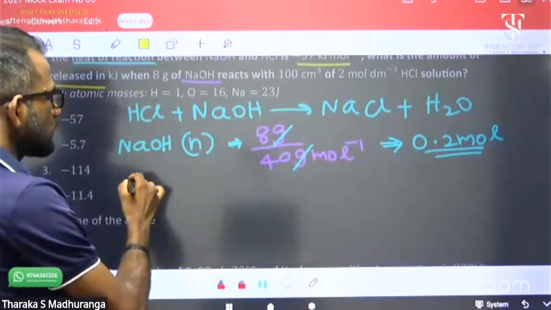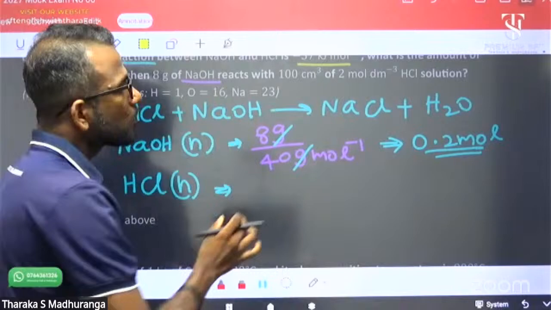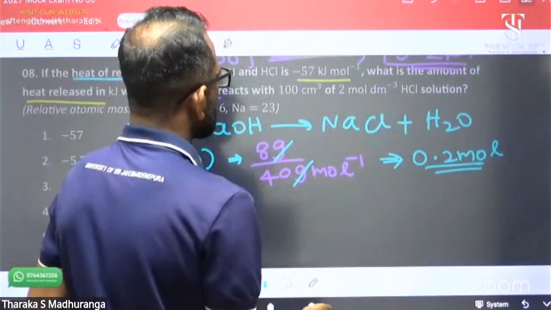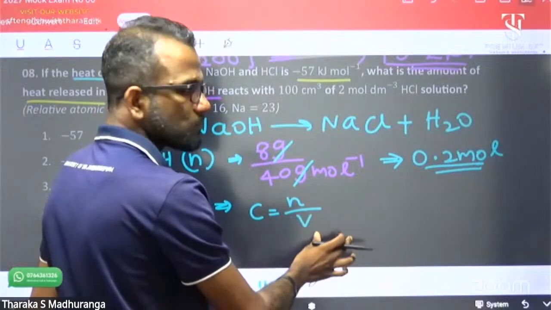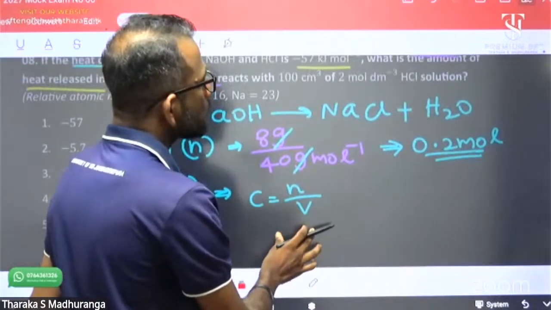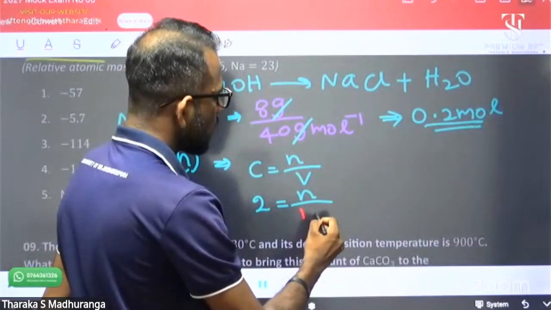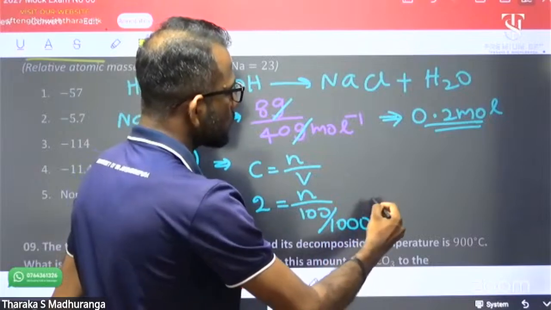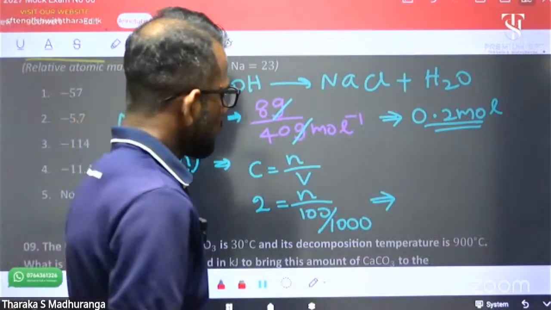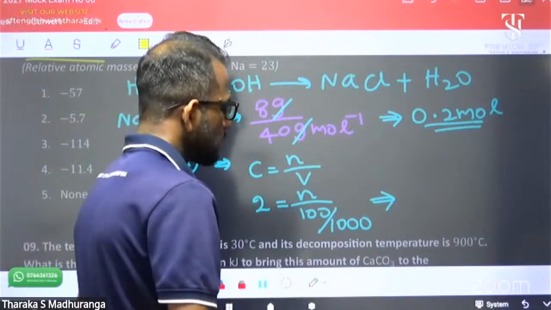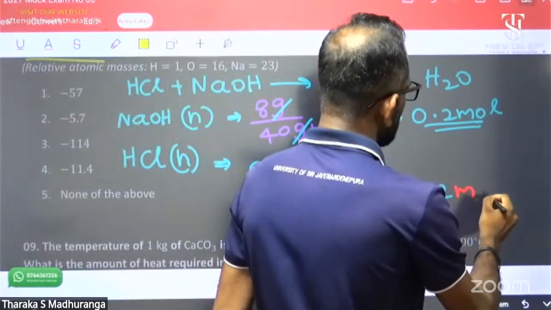Now you can find the HCl number of moles. The concentration is given, equal to 2 moles per cubic decimeter, and the volume is given. The concentration equals number of moles divided by volume. The concentration 2 equals number of moles over the volume, given in cubic centimeters, 100 divided by 1000 to convert into cubic decimeter. Then what is the number of moles? 0.1 into 2, 0.2 moles, the same number of moles.